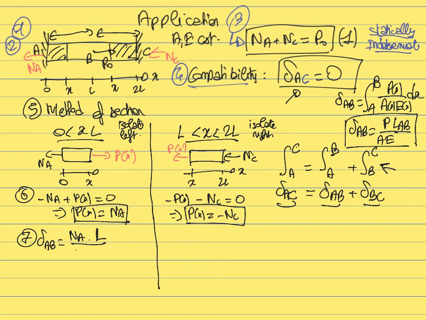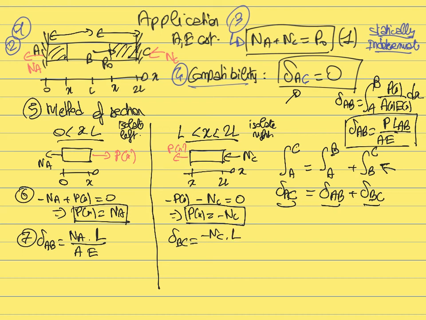Then we need to divide this by the area of the cross section A, which in this case is constant over the entire beam. And we divide by the Young's modulus E, which is also constant. So this gives us the elongation between A and B. We can do the same now to get the elongation between B and C. Again, this is equal to the load, which in this case is negative, minus Nc, times the distance between B and C. The distance between B and C is also equal to L.